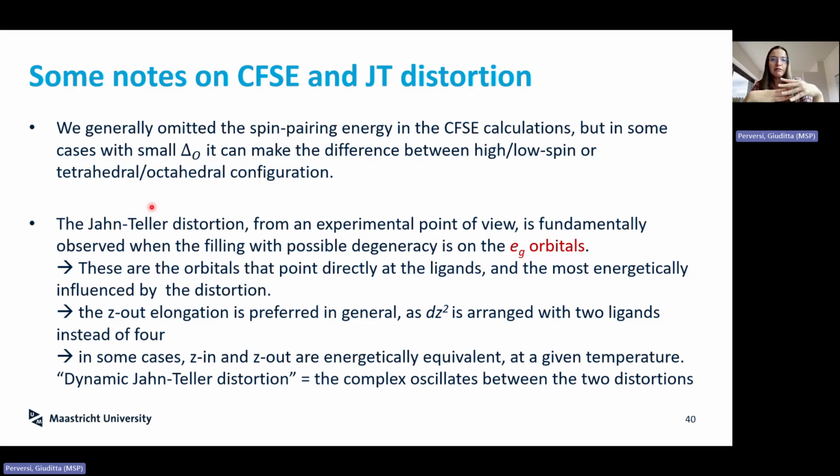There are some cases in which compression and elongation are completely energetically equivalent, especially at a given temperature, meaning that your complex might be breathing, or it might look like it's undistorted but is oscillating between the two distortions. You always need to consider that these are energy advantage considerations. They're not set in stone, but it's something worth considering when you're looking at a complex that contains degeneracy. No degeneracy, no problem like this.